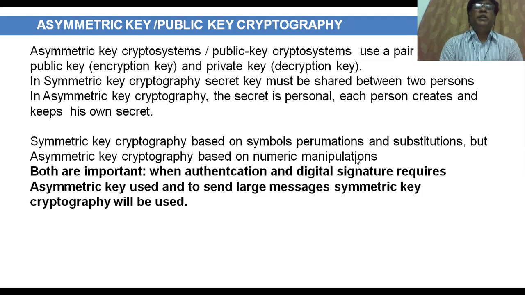Generally, asymmetric key cryptography uses a pair of keys. One is the public key, which is used for encryption, and the other is the private key. So here we use a pair of, that means two keys, for the encryption and decryption of the messages.